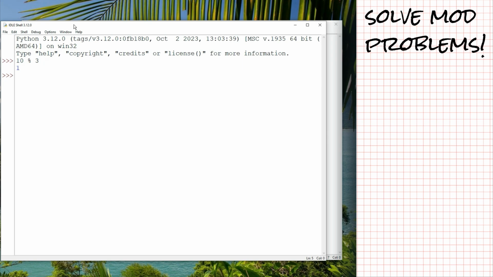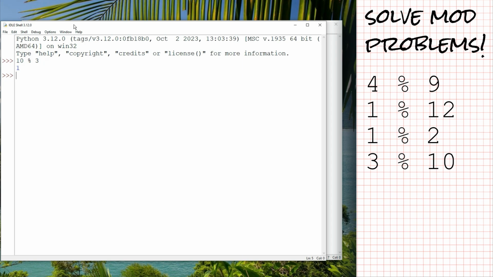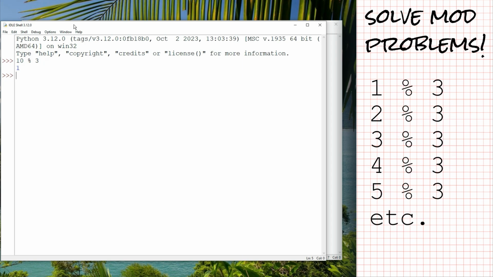To understand mod and gain an intuitive sense of its applications, I urge you to solve a number of mod problems by hand. Confirm them with your programming language or calculator of choice, and look at the patterns you find. Try solving problems in which the dividend is smaller than the divisor, like 4 mod 9, and make sense of the result. And solve problems with dividends that increase by 1 modded by the same divisor, such as 1 mod 3, 2 mod 3, 3 mod 3, 4 mod 3, 5 mod 3, etc.